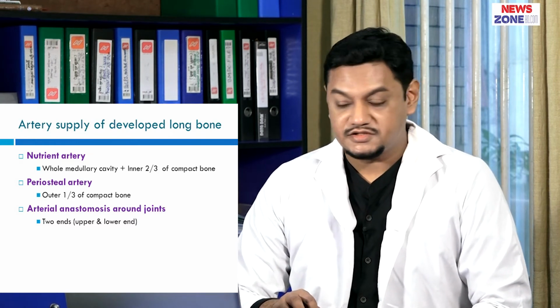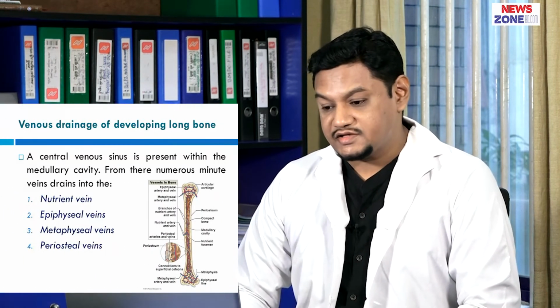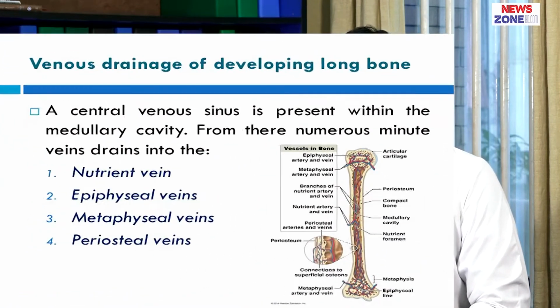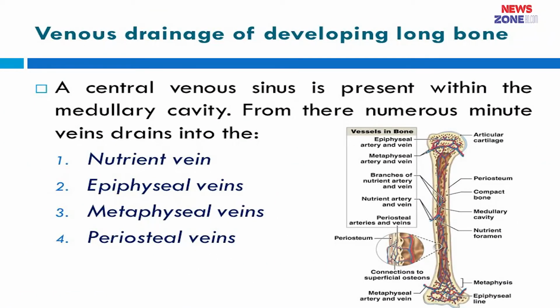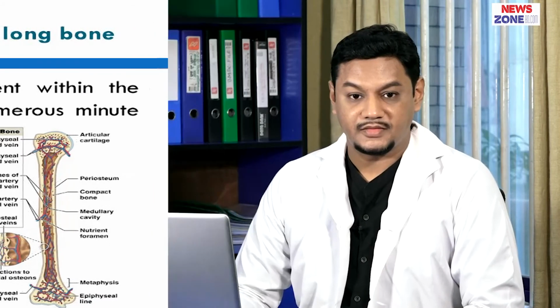What about the venous drainage? In case of venous drainage, we can see that there is a central venous sinus at the middle of the medullary cavity. From the venous sinuses, all the smaller veins will drain into the nutrient vein, epiphyseal vein, metaphyseal vein and the periosteal vein. That means the veins are very much similar to the arteries. So for a better understanding of the total sequence of the artery supply, we can see a small video.